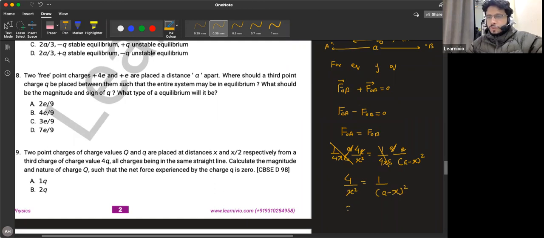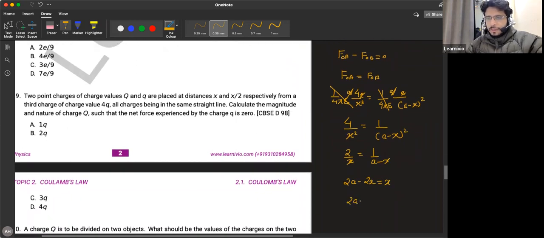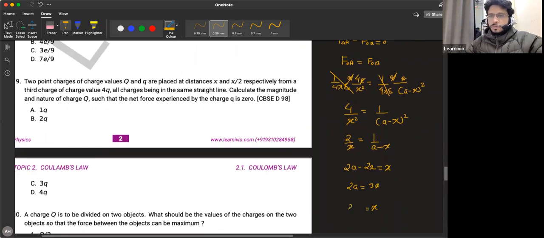When you take roots on both sides, you get 2 by x is 1 by a minus x. Just cross multiply them. So you have 2a minus 2x is equal to x. So you have 2a is equal to 3x. So x is equal to 2a by 3.